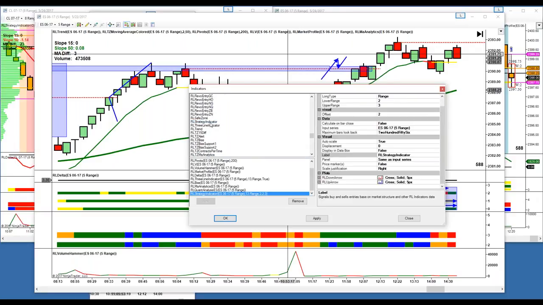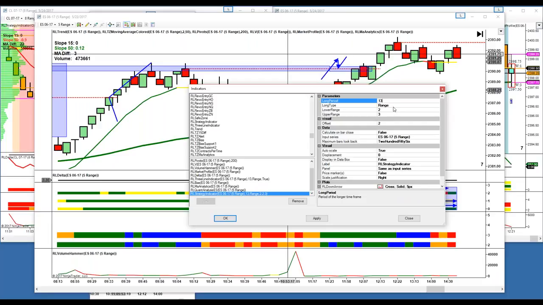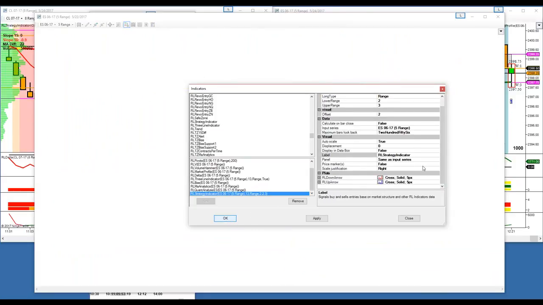Now here's the strategy indicator. Now you can see it's doing a multi-time frame assessment. The 13 is correct because we're trading the E-mini. It's making a 3 time frame assessment. It's looking at your 8 range and your 13 range. And 2 and 3 are the upper and lower parameters that are coded in. And here's the strategy entry. It's a really good entry because it's a multi-time frame assessment entry.